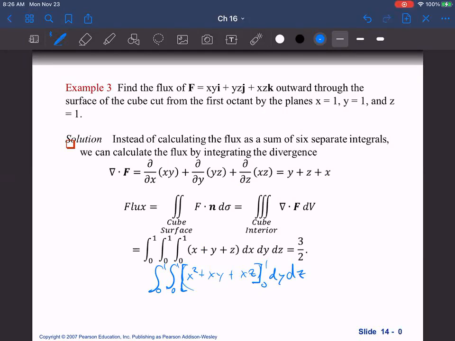And so instead of worrying about doing all those 6 separate integrals, you can just do it in one, and it actually is simplified down quite a bit by doing the volume integral versus the surface integral. Again, that's not always the case, and later I'll show you an example where you're going to want to go with the surface integral, and it's simpler than the volume one.